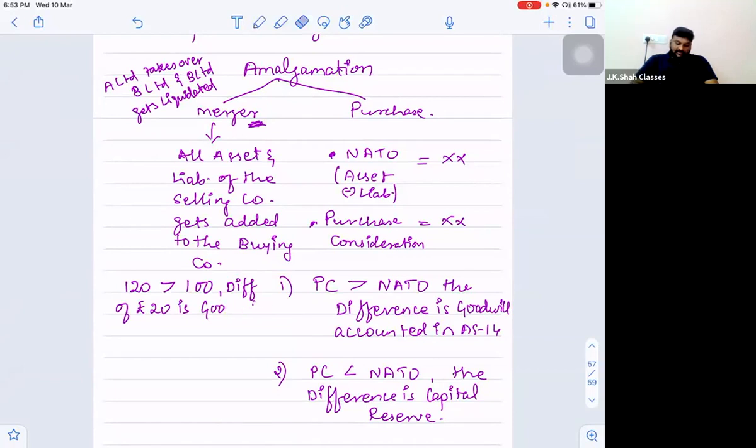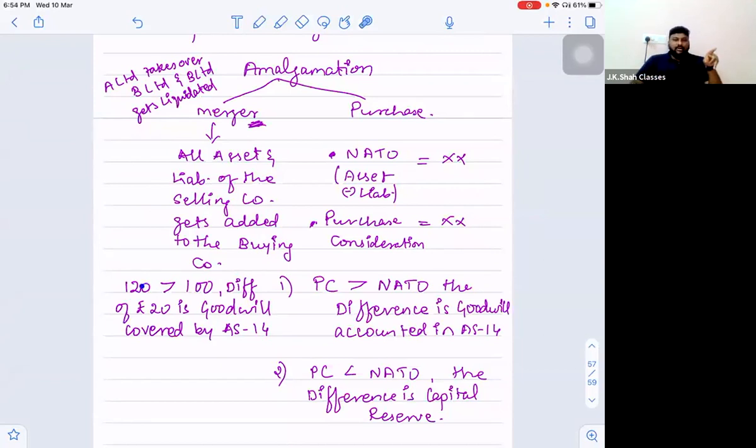And sir, this goodwill is not covered by AS 26, it is covered by AS 14. So the difference of 20 rupees is goodwill covered by AS 14. So this is that goodwill arising on amalgamation. And goodwill can arise on amalgamation only in case of purchase method. It can never arise in case of merger method, because in merger method, purchase consideration and assets takeover value will be the same. So goodwill can never arise.